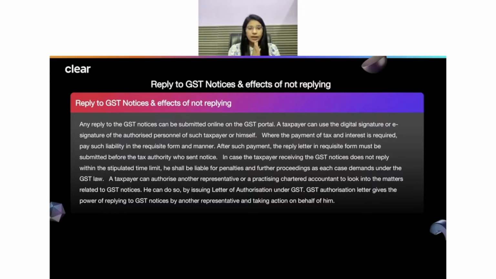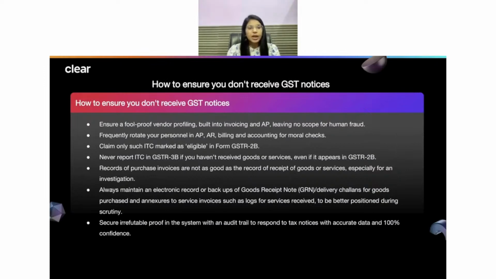Now the other thing, the good part, is that you can reply online itself. On the government portal there's a way where you can always reply. You should be able to reply to the department with the proper documentation. And how can we ensure there's a foolproof system, that we don't miss a notice, and if we receive one, we are able to reply to it?